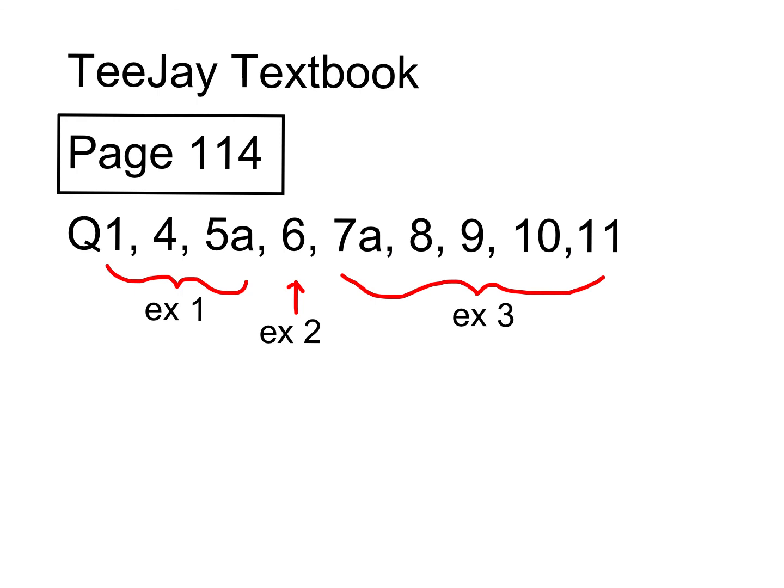Now, if you have access to the TJ textbook, these are the questions I would recommend doing. I've just picked and chosen some from the exercise that follow what we've been doing. So the first couple apply to example 1. Question 6 applies to example 2, that's the point of intersection one. And then the last couple all apply to example 3.